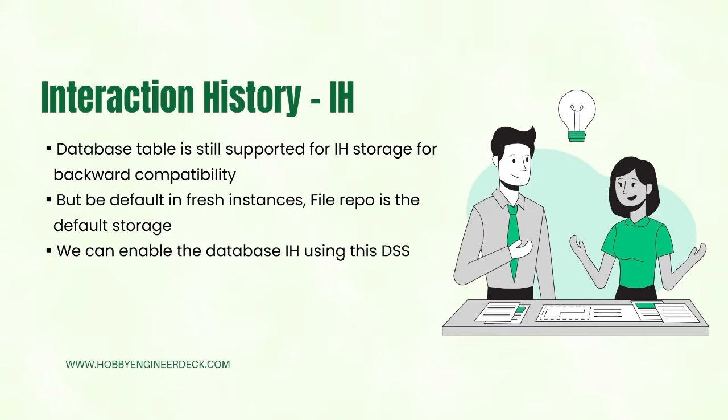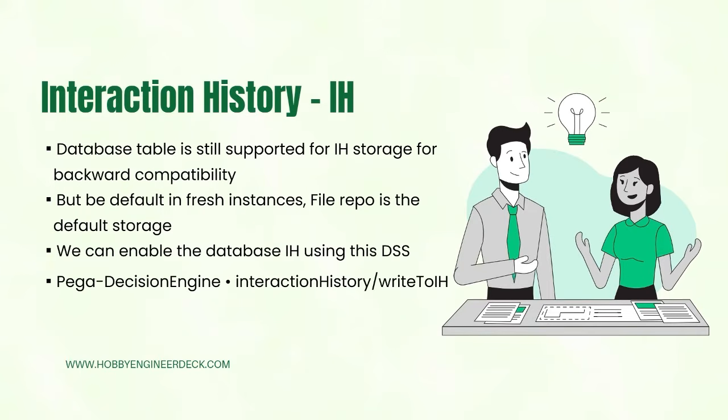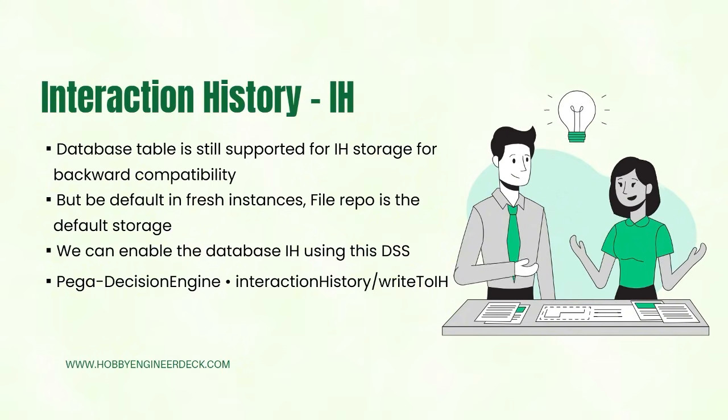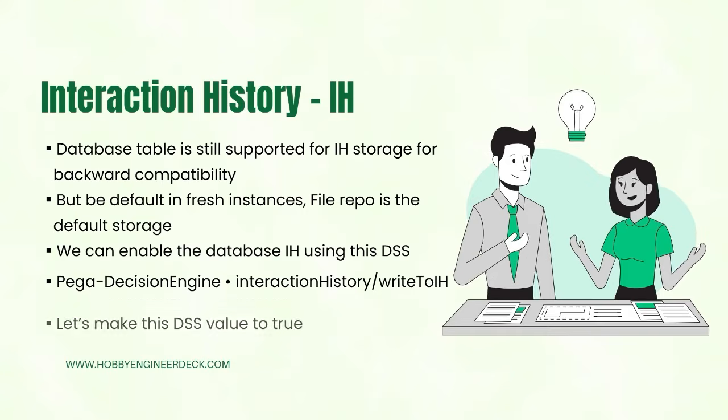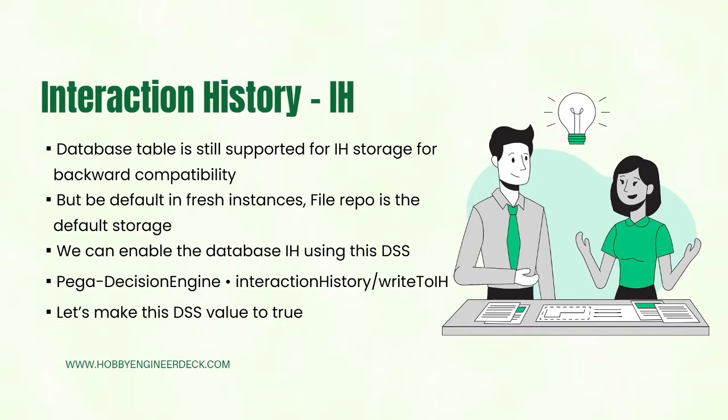file repo is the default storage, and we can enable the database IH using this DSS. So let us say your client got a fresh instance, but somehow they have to use the database table IH as well, but this is not actually recommended. But if you want to do it, then it is possible by using a DSS called write to IH. Now, in the instance which we have, let us try to update our DSS value to true.